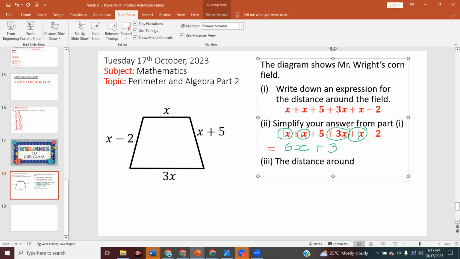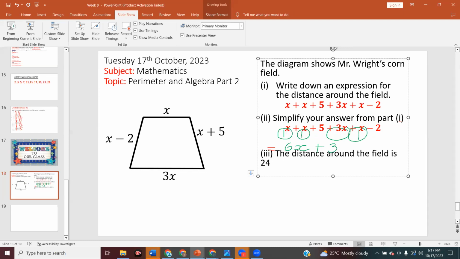Yes, okay, sir. So the distance around the field is, let's say the distance around the field is 24 centimeters. Okay.